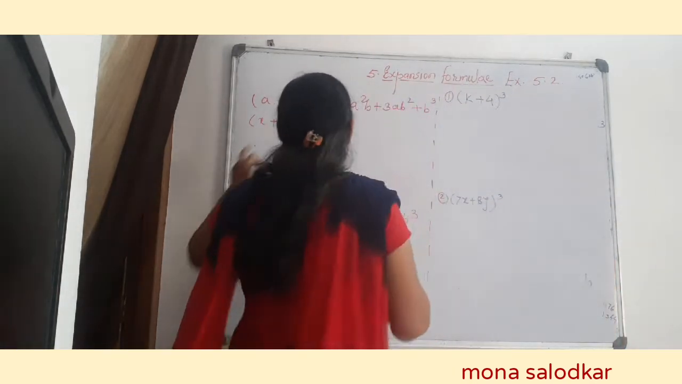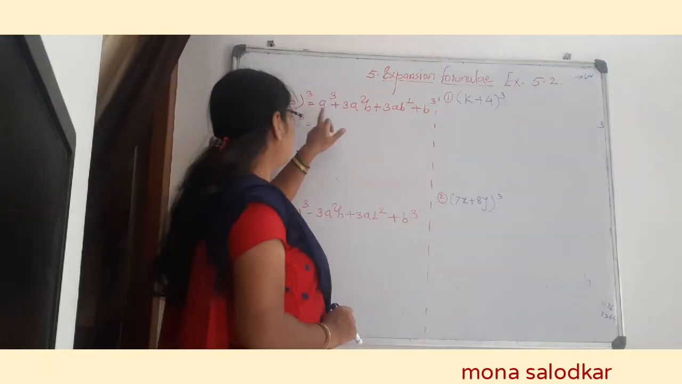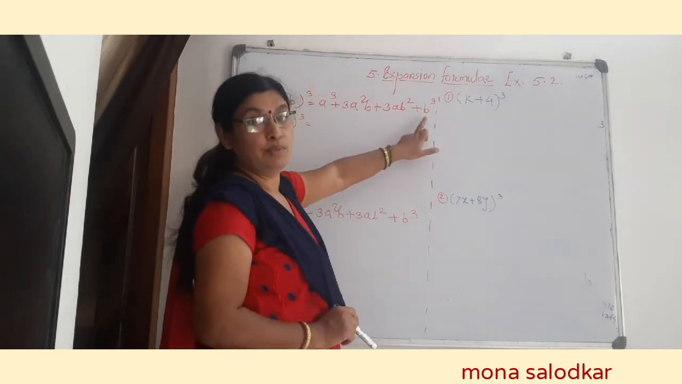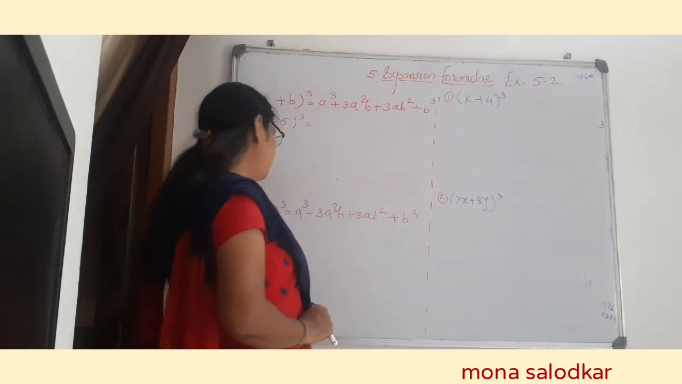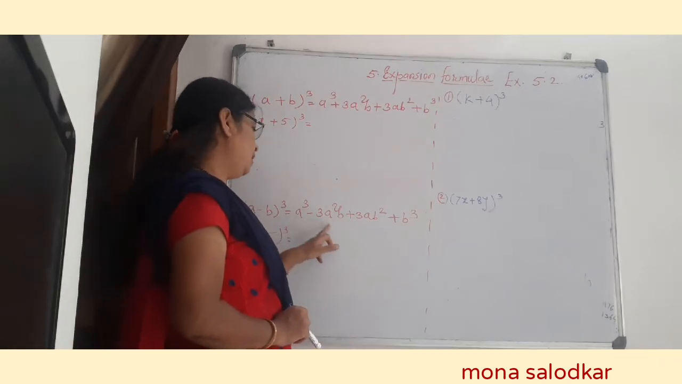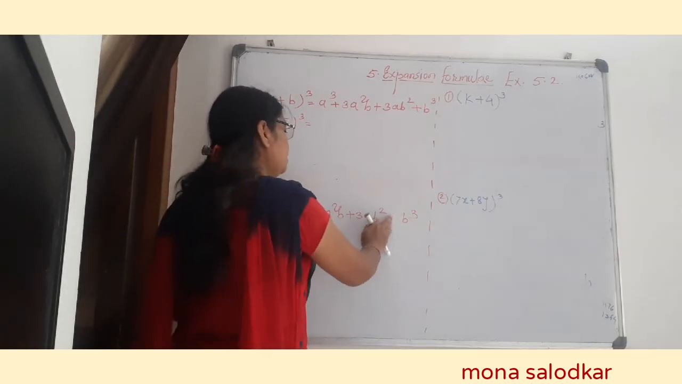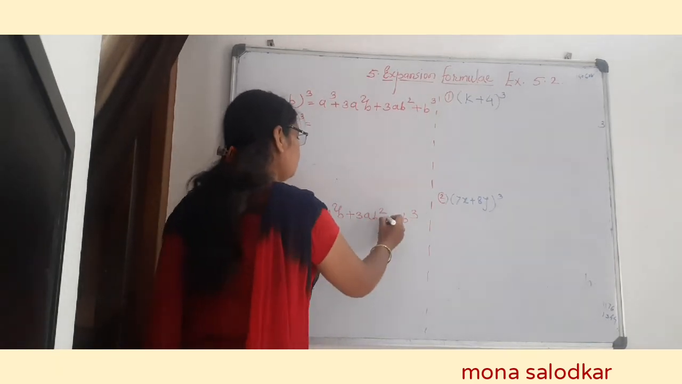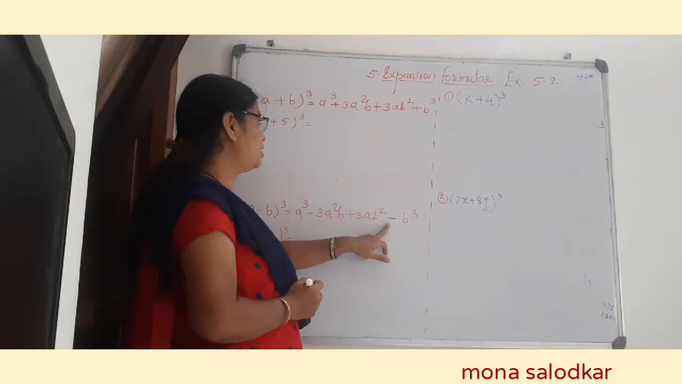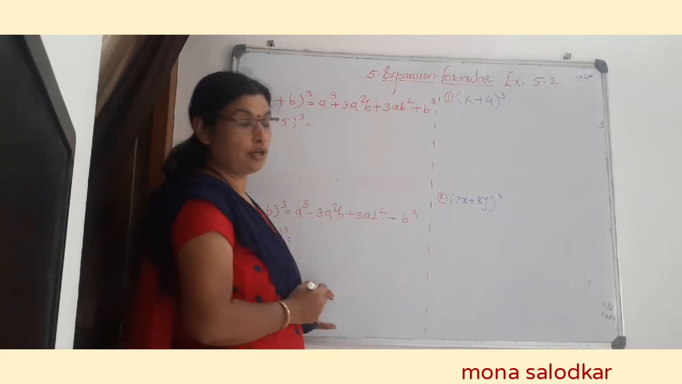Now see here, what is the first identity? (a plus b) whole cube. What is the formula? a cube plus 3a square b plus 3ab square plus b cube. And the second identity is negative: (a minus b) whole cube. That is a cube minus 3a square b plus 3ab square minus b cube. So here only the second and fourth terms are negative. The formula is the same. Now see the problems based on it.